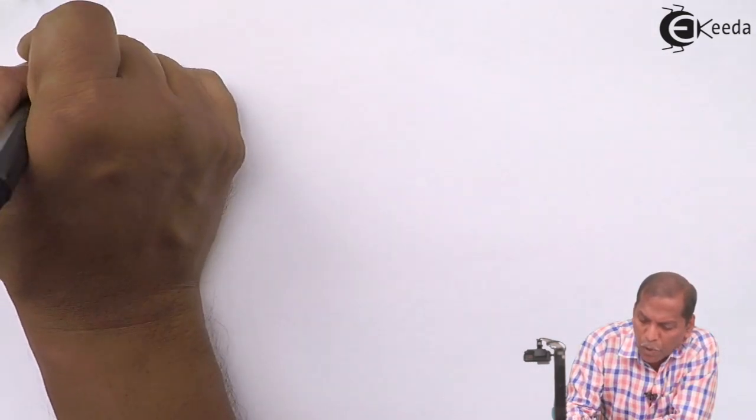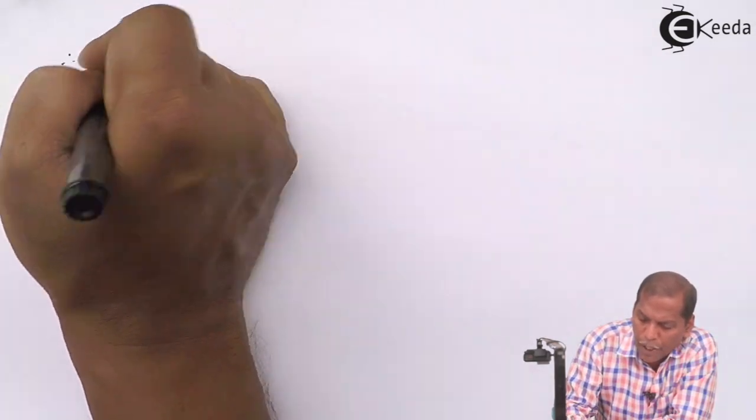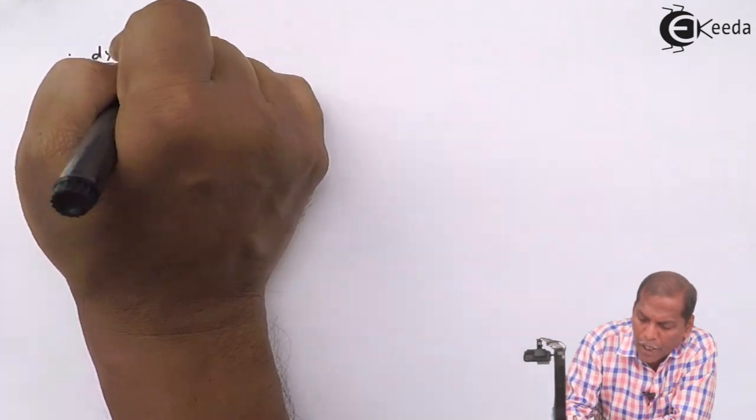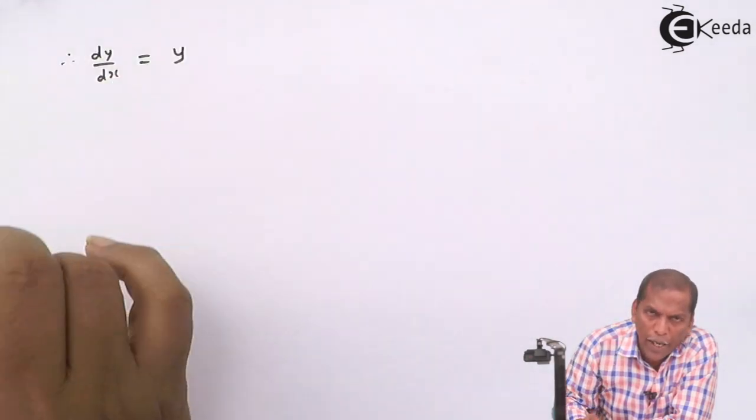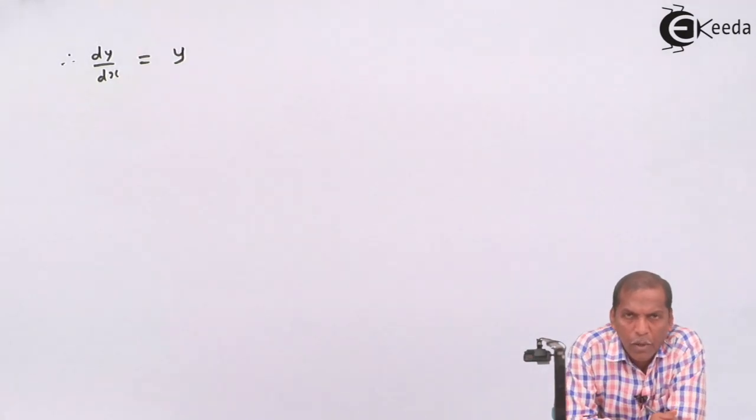It means after differentiation we again get the same function. So finally we write dy by dx is equal to y. So this is the required solution for the given problem.